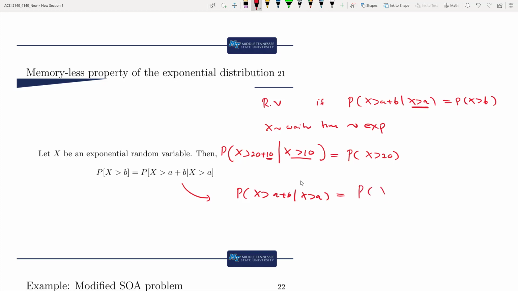Which is going to be probability x more than a plus b and x is more than a, divided by probability x more than a. So that numerator is going to be simplified: x is more than a plus b, divided by probability x more than a.